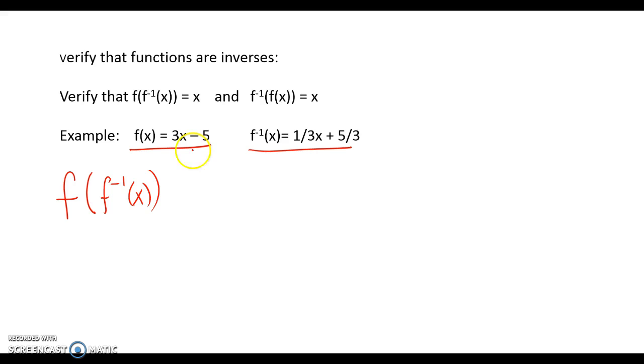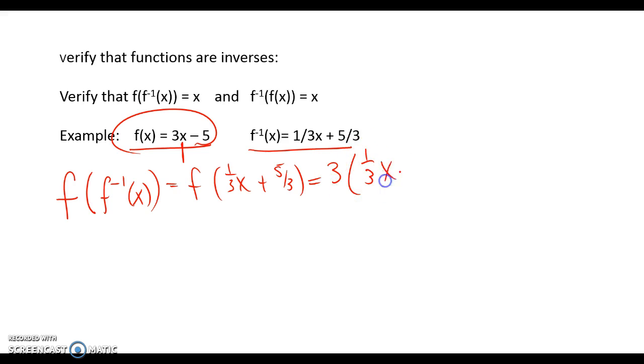Let's go back. So I take f with it. That means I'm going to put this as the input. Remember, f says take the input, multiply it by 3, and subtract 5. So I have 3 times my input, and I'm going to subtract 5. If I distribute, 3 times 1/3 x is x, 3 times minus 5/3 is minus 5... so that's x plus 5 minus 5 equals x.